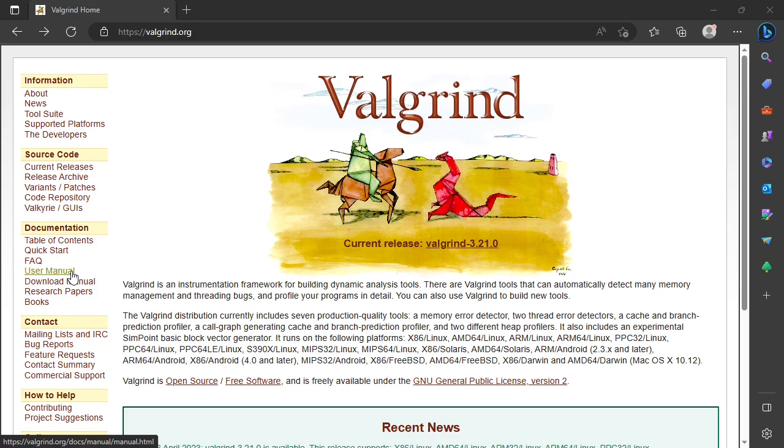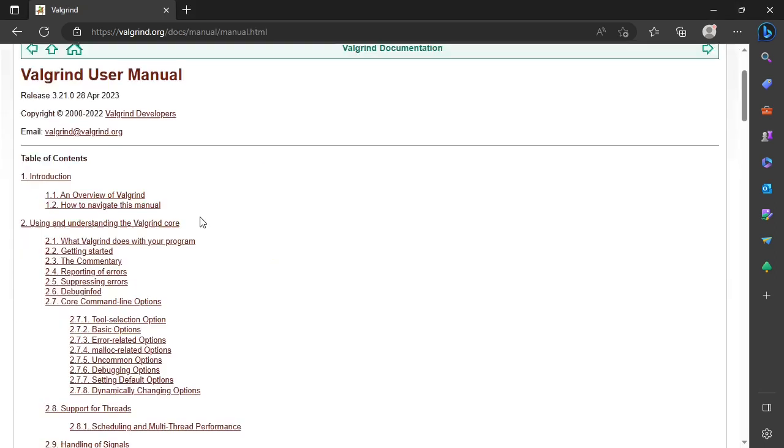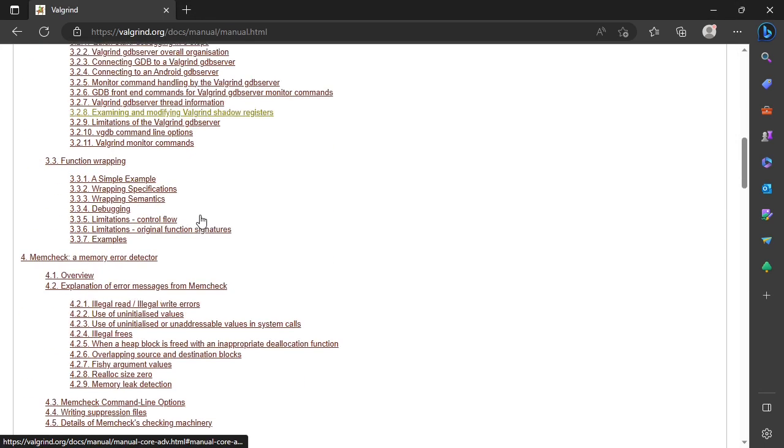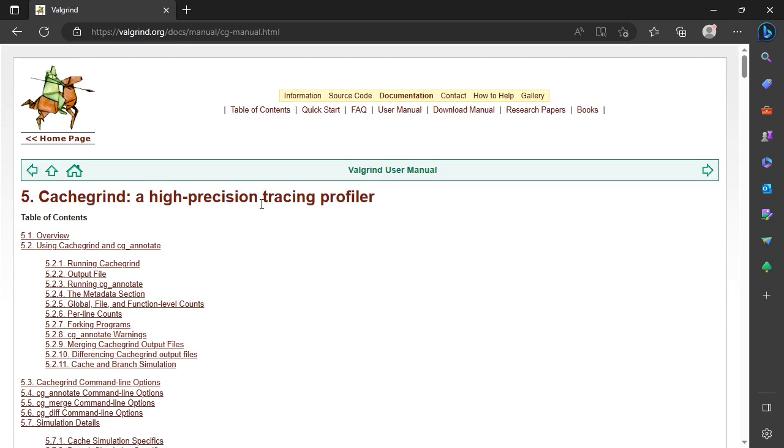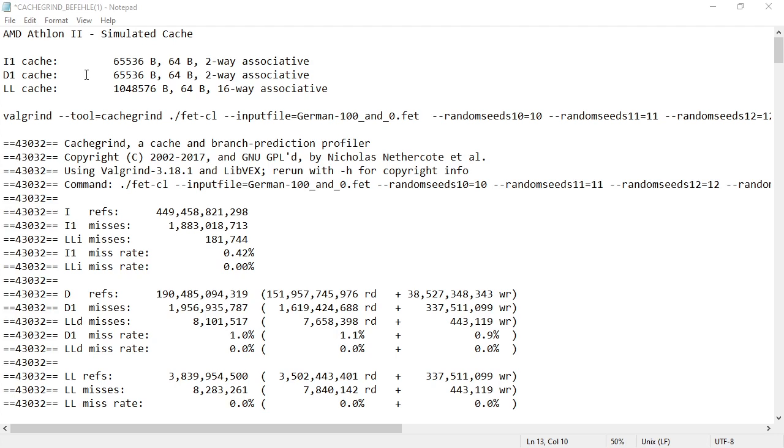I investigated the needed cache some more with a software called valgrind. The tool CacheGrind can simulate how a program interacts with the cache. For my old AMD CPU, I got the following results. It has 64 KB first level cache size for the instructions and also for the data. The last level cache, second level cache size is 1 MB per core.